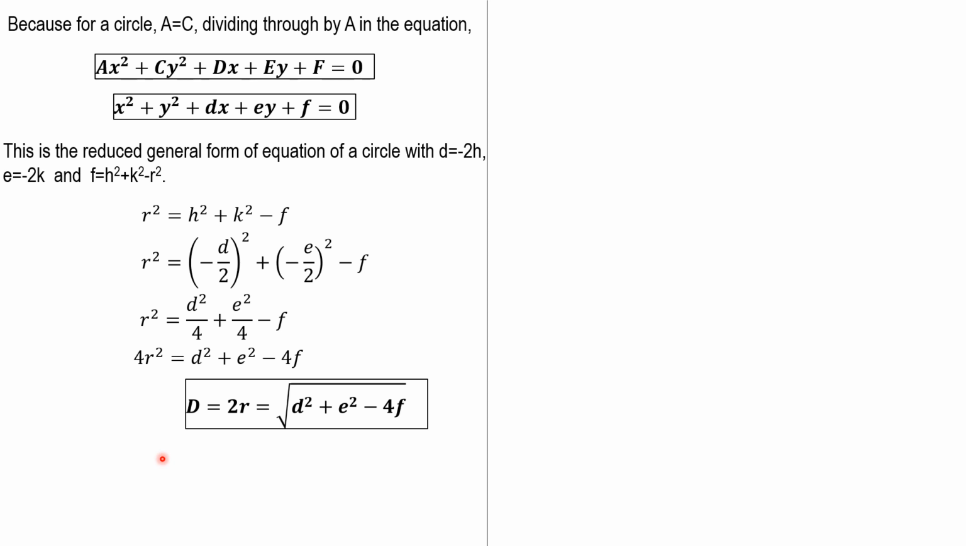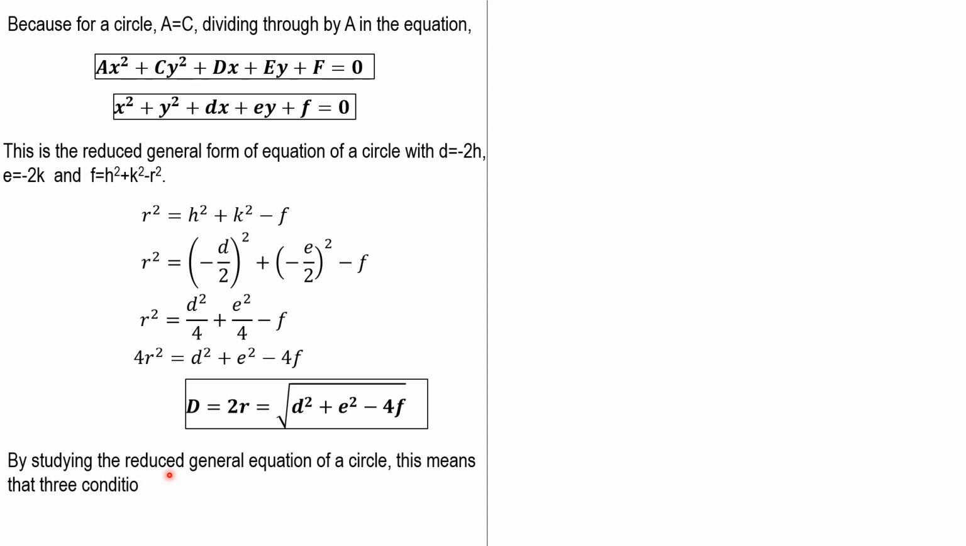So, by studying the reduced general equation of a circle, this means that three conditions must be given to determine the equation of the circle. So there must be three conditions so that we can determine the equation of the circle. So this would be the resulting equation.